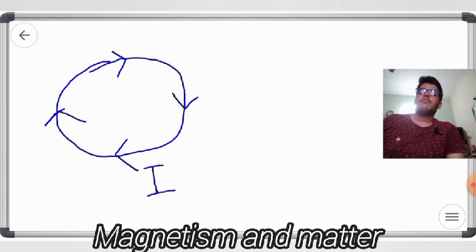Then magnetic dipole moment of a revolving electron. A revolving electron also possesses magnetic lines of force and also behaves as a magnetic dipole.